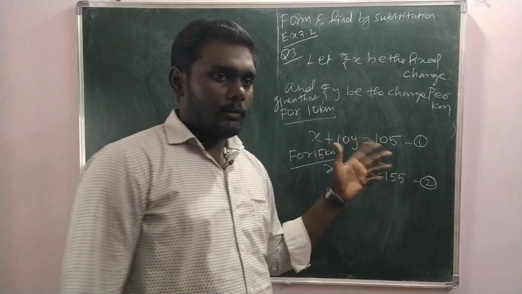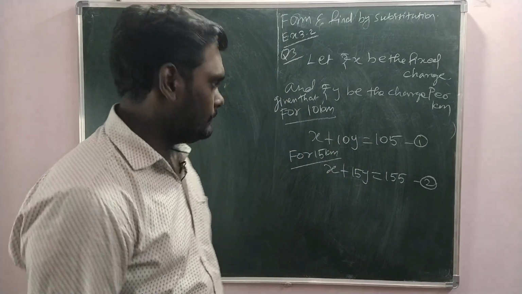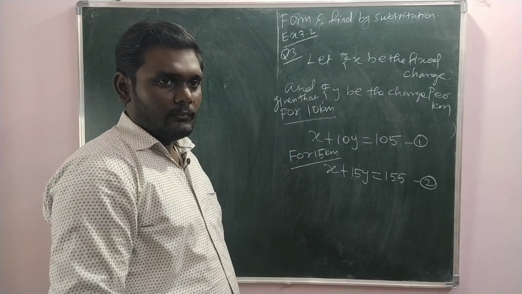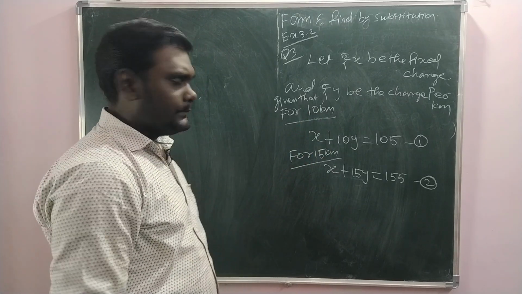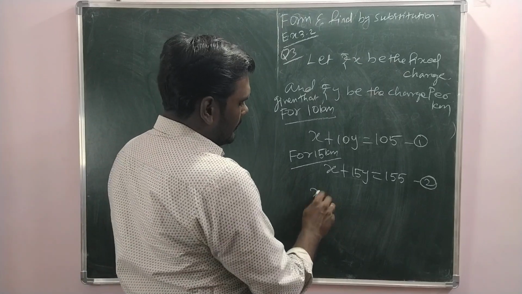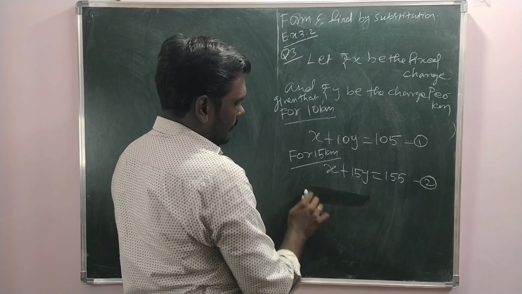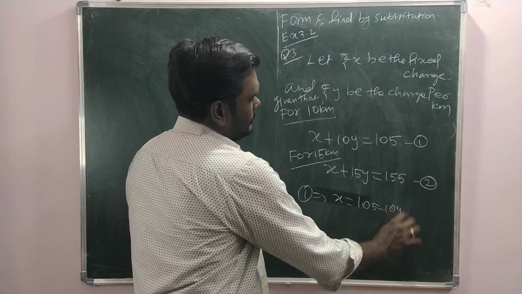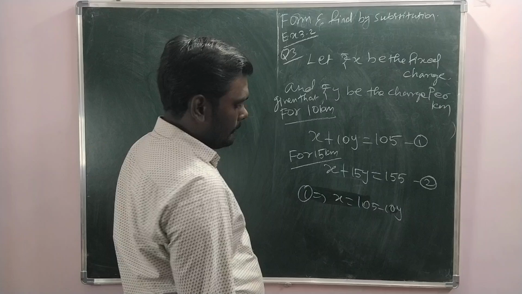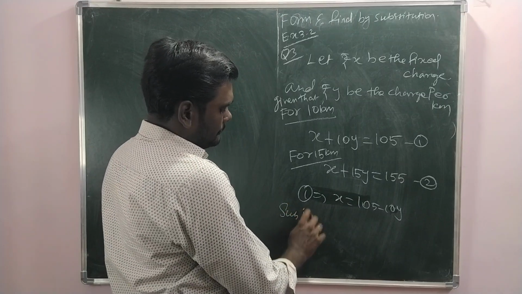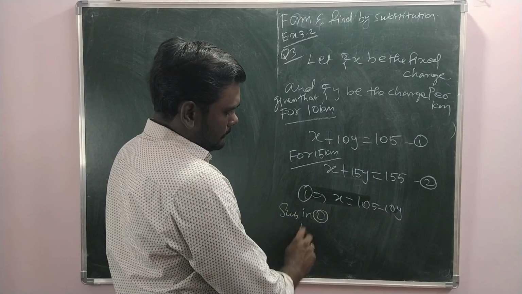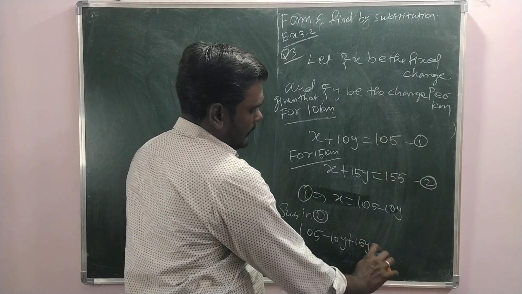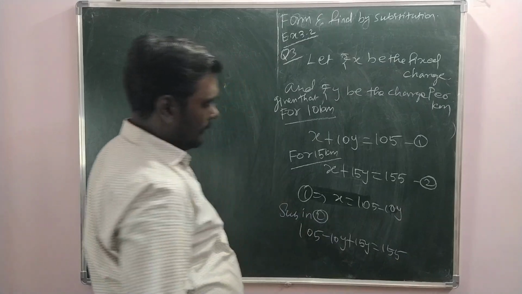So, okay, we have to solve this by the substitution method as described. How to solve by this substitution? Can you solve this with me? We'll see whether we arrive at the same answer or not. So, from equation 1, the value of X is 105 minus 10Y. Substitute this in equation 2: 105 minus 10Y plus 15Y equals 155.